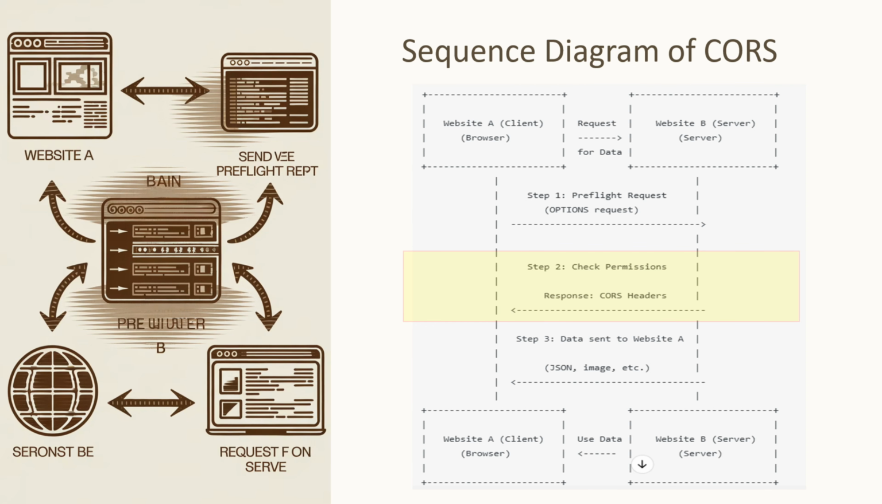Then website B checks its CORS policy setting and decides whether to allow website A to access the data. Website B sends a response with a CORS header like Access-Control-Allow-Origin, saying whether or not the request is allowed. If website B allows the request, website B sends the actual data back to website A, for example, an image or some text. Then website A receives the data and uses it, like displaying the image or showing the information on the page.